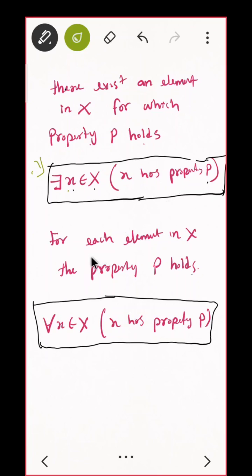Similarly, if you have a statement, for each element in X the property P holds, that means what? For all x in X, x has property P. This is how we will be writing.